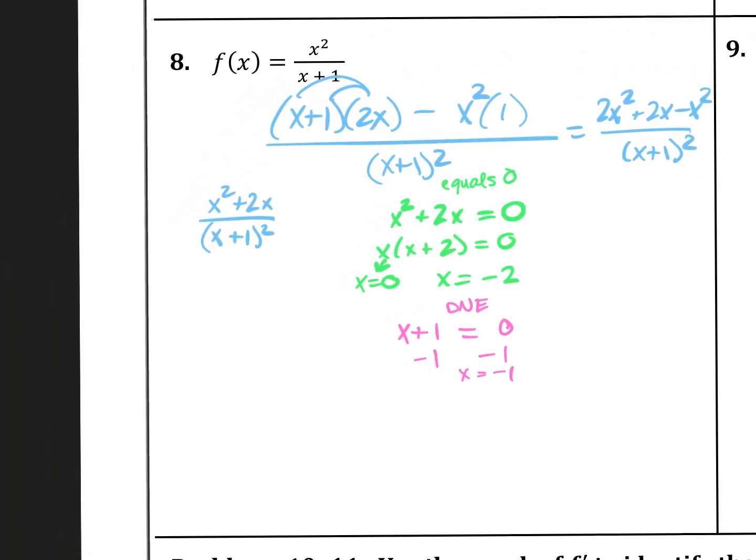So where did the 2x squared go? I subtracted the 1x squared. However, you still have an x squared there. Right, because 2x squared minus 1x squared is 1x squared. Oh, okay.